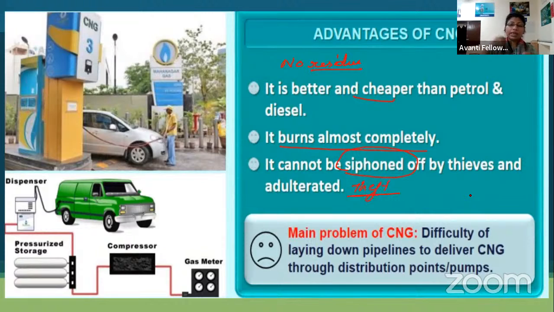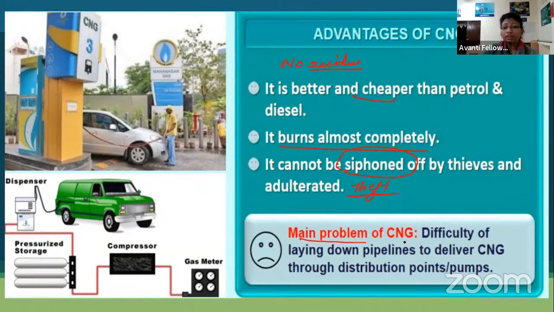Usually, what do people do? They connect a pipe from the tank of one automobile to the tank of another automobile and transfer the petrol and diesel from one vehicle to another. But if we are having gas, these people are unable to transfer the gas from one vehicle to another. So by using CNG, we get two benefits. Firstly, we are not polluting our environment, and secondly, it cannot be stolen. It cannot be siphoned, right?